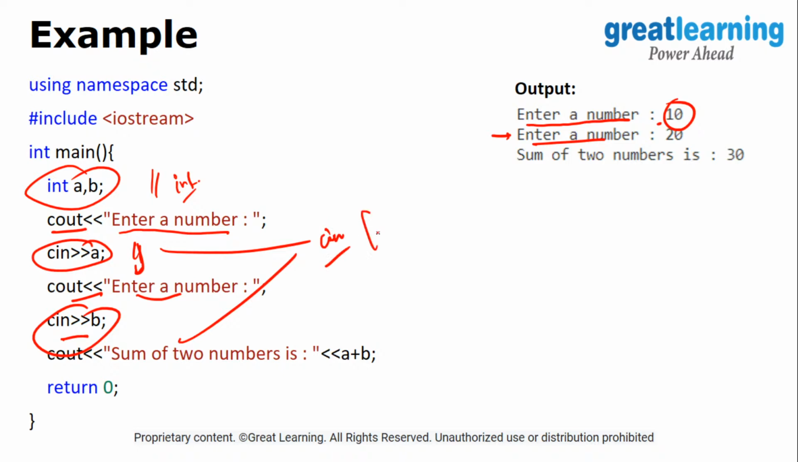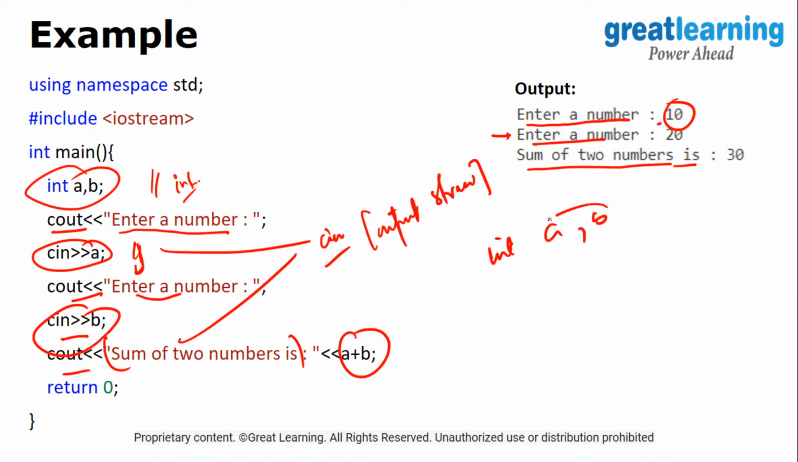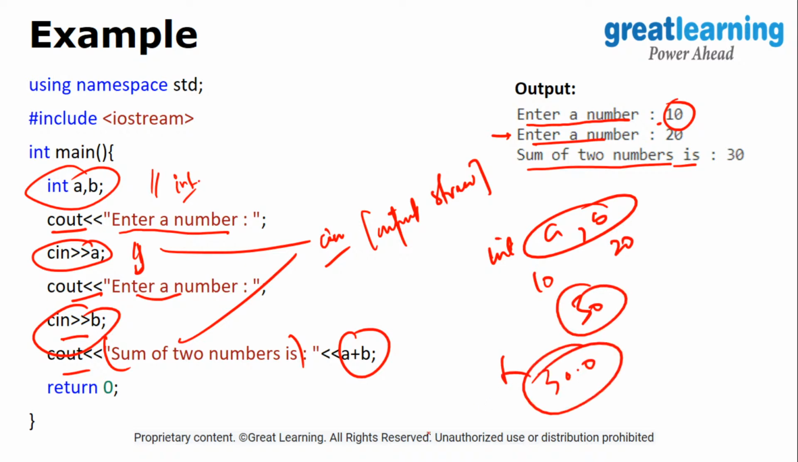This is done with the help of cin. This is the input stream. And what about the output? Then we are printing, the sum of two numbers is, and then a plus b. This time around both a and b are integers, so you have 10 and you have 20. Now this time it will be 30 and not 30.0. Okay, is this thing clear?